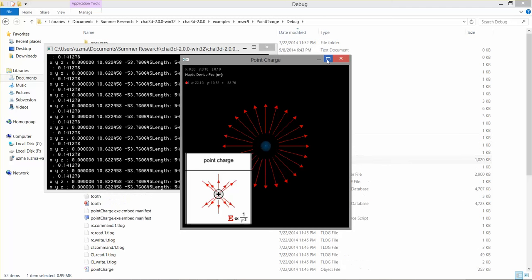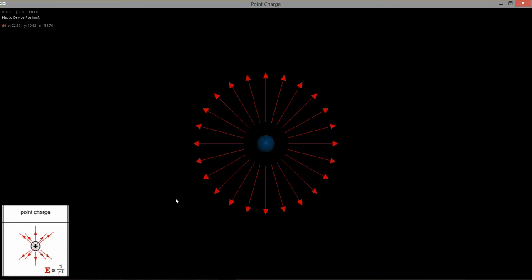So this is the simulation screen, and in all these simulation screens there's something in the upper left corner to show the position of the haptic device. There's a small graphical representation of how the electric field changes for point charges. The electric field for point charges is inversely proportional to the square of r, and in this case r is the distance of the haptics cursor from the center of the point charge.